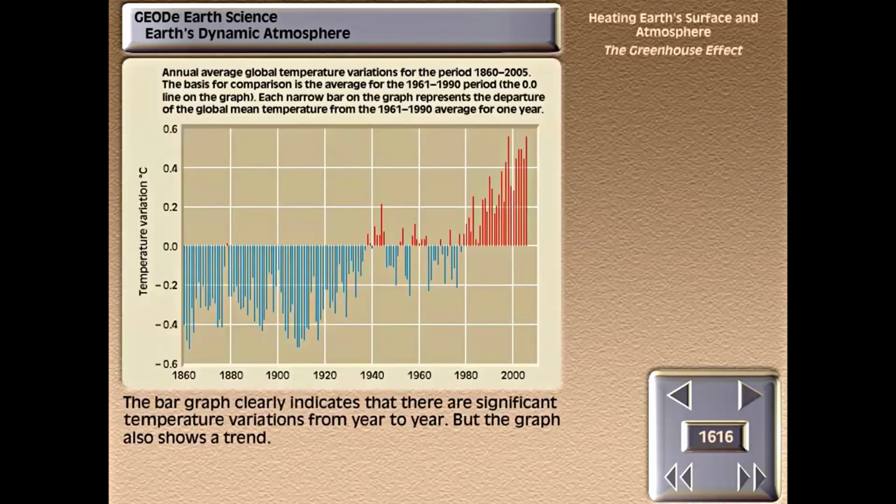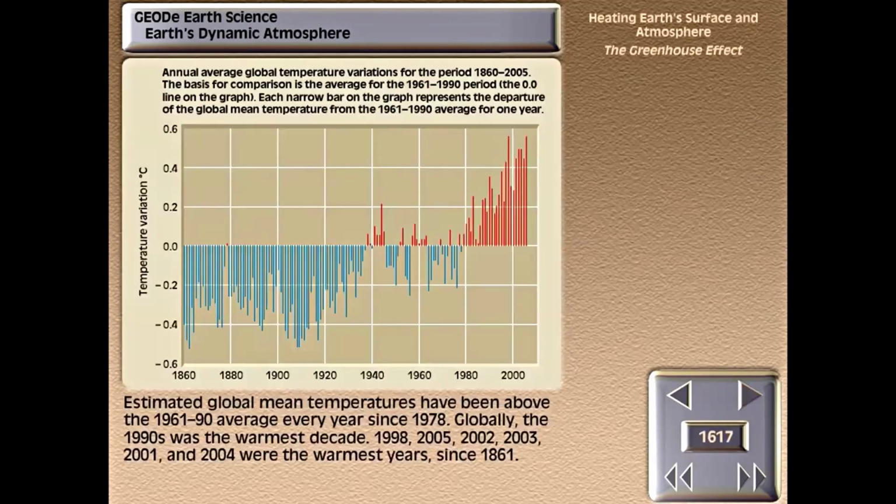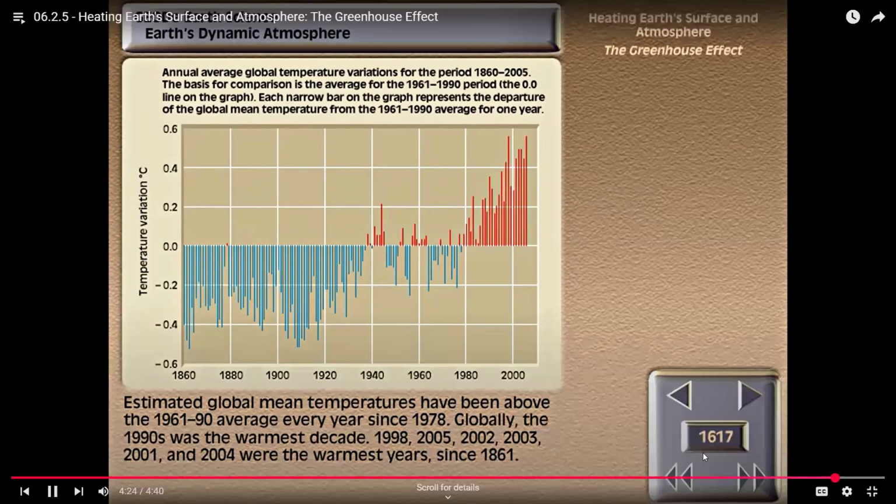The bar graph clearly indicates that there are significant temperature variations from year to year, but the graph also shows a trend. Estimated global mean temperatures have been above the 1961 to 1990 average every year since 1978. Globally, the 1990s was the warmest decade. 1998, 2005, 2002, 2003, 2001, and 2004 were the warmest years since 1861.